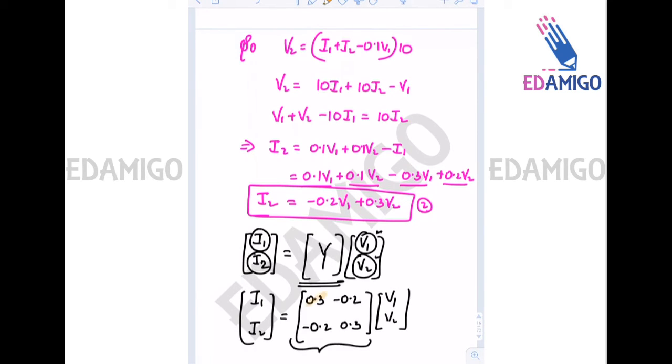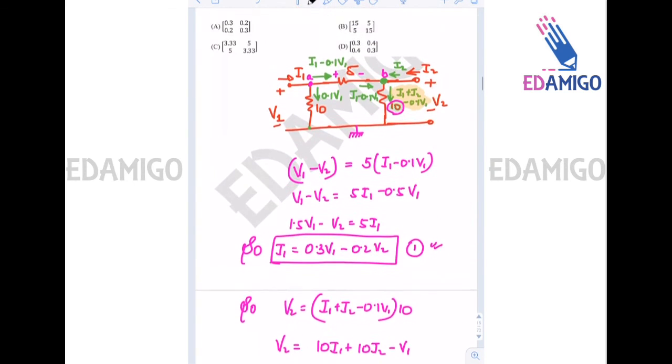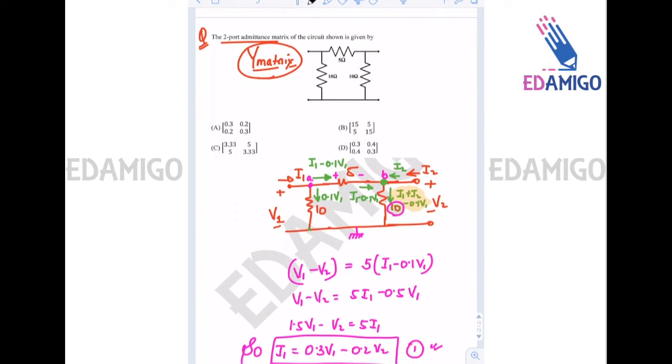Okay. So in this question, the GATE question makers have made a mistake and they have neglected this minus sign. So they have made a mistake, and thus the answer is A according to the given options.